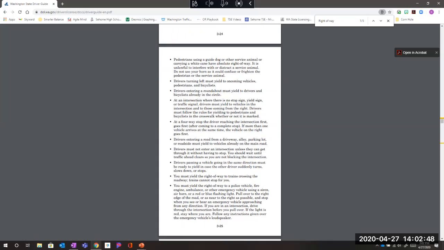So 325, each of you should be reading through this. And if one does not make sense, make sure to reach out and ask, or even ask your parents, right? If they have their license, they'll be able to explain it to you, right?